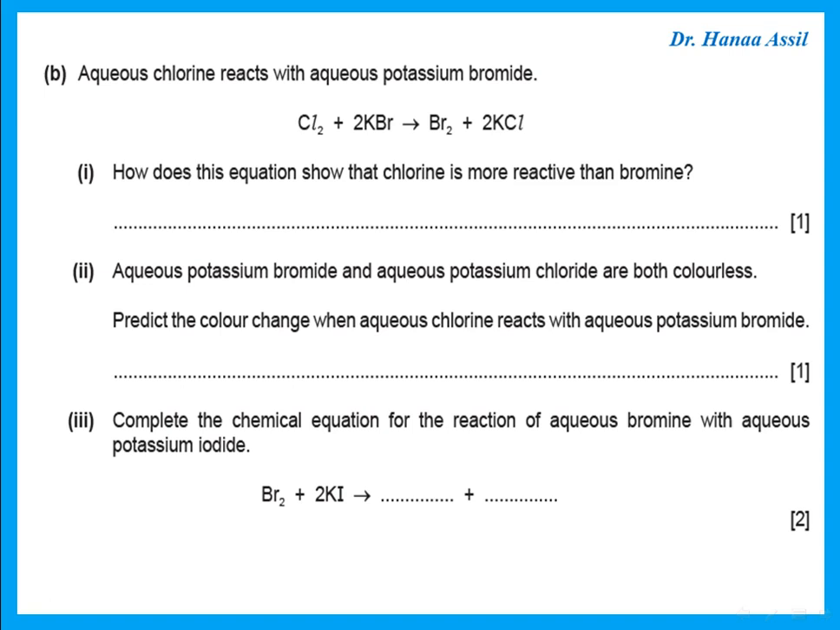So if something displaces another one, then that one is more reactive. Chlorine was able to displace bromine. That means chlorine is more reactive. So why am I saying it's more reactive? Because it displaced the bromine.